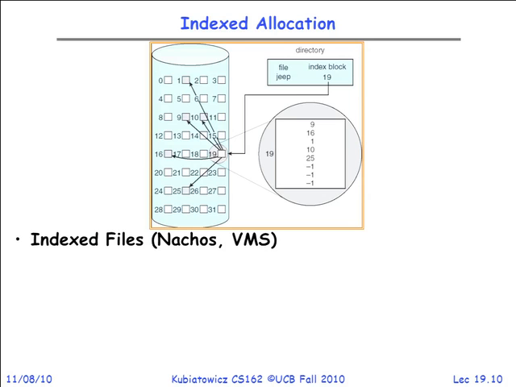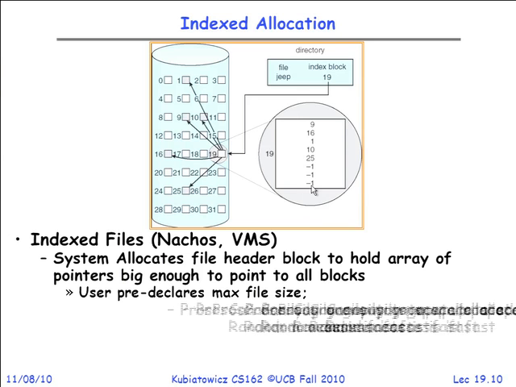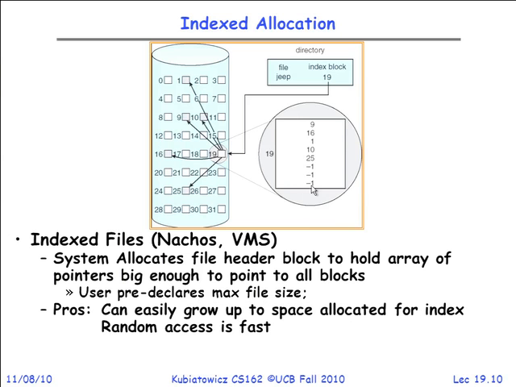Yes? So, does this limit file size or something? Yeah, good question. What limits the file size here? The maximum number of blocks you can have in your header block. That's a good point. Now, you could link these blocks together as well so that you could have successive index blocks. And the user is kind of pre-declaring their max file size in the actual VMS, which is how many header blocks they're allowed. So the pro here is we can easily grow up to the space allocated for the index.